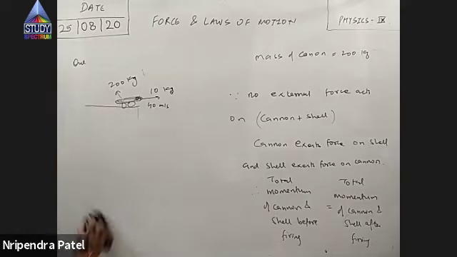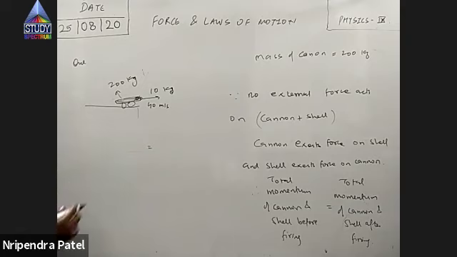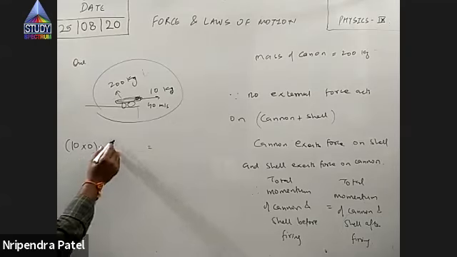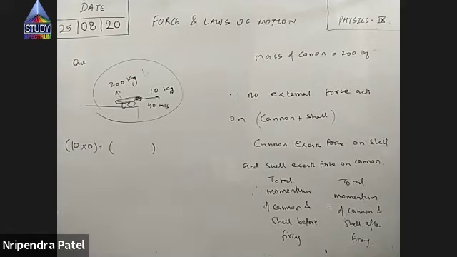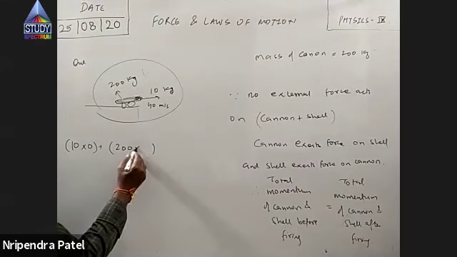Okay, so let's try. Let's write momentum before. What was momentum of shell before it was fired? When the shell was not fired, what was its total momentum? 0. 10 kg, but speed was 0, so 0 plus. What was momentum of cannon before shell was fired? 0. So 200 into 0.